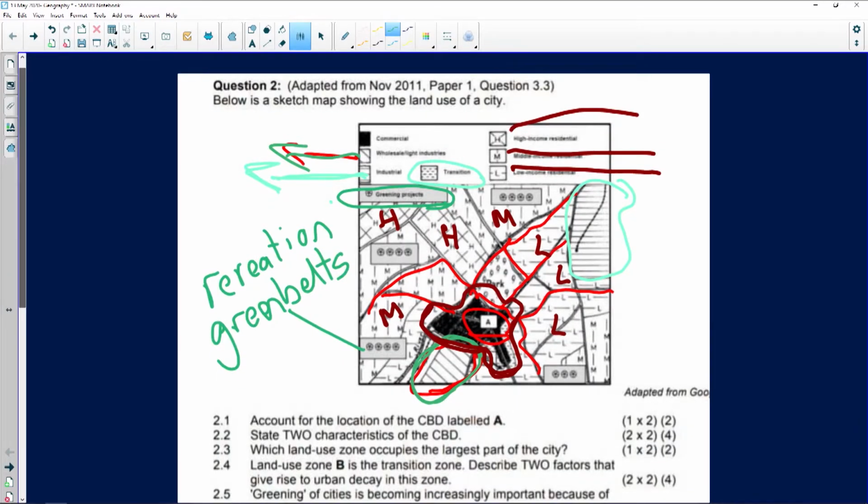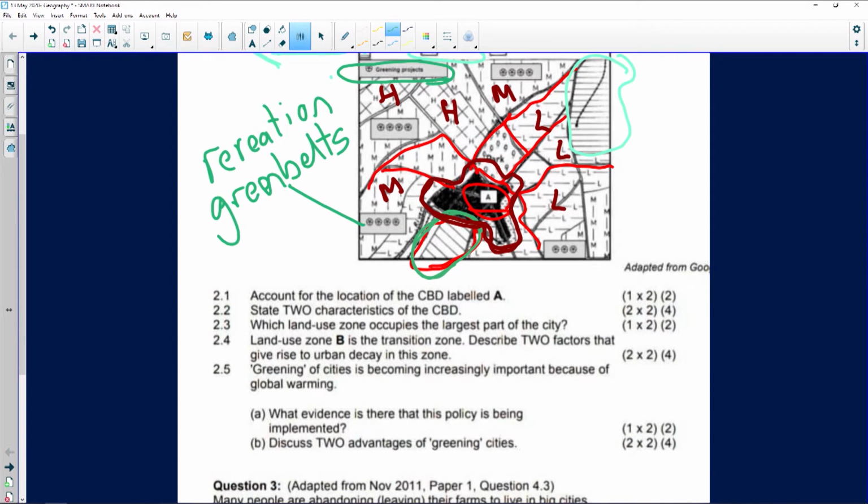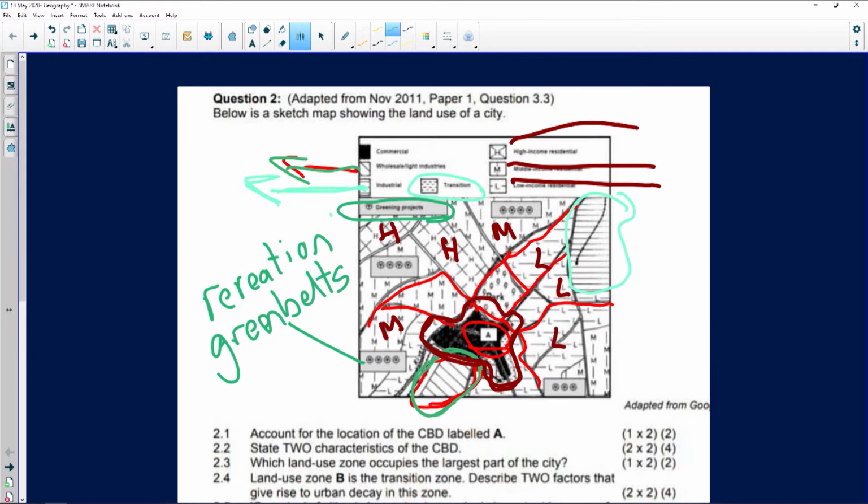Now let's quickly have a look at the questions that we need to answer regarding this map. Account for the location of the CBD labeled A. When we look at the map, we can see that the CBD is situated right in the center. It's a central place area. You can see that the majority of all the routes are moving in the direction of the CBD.